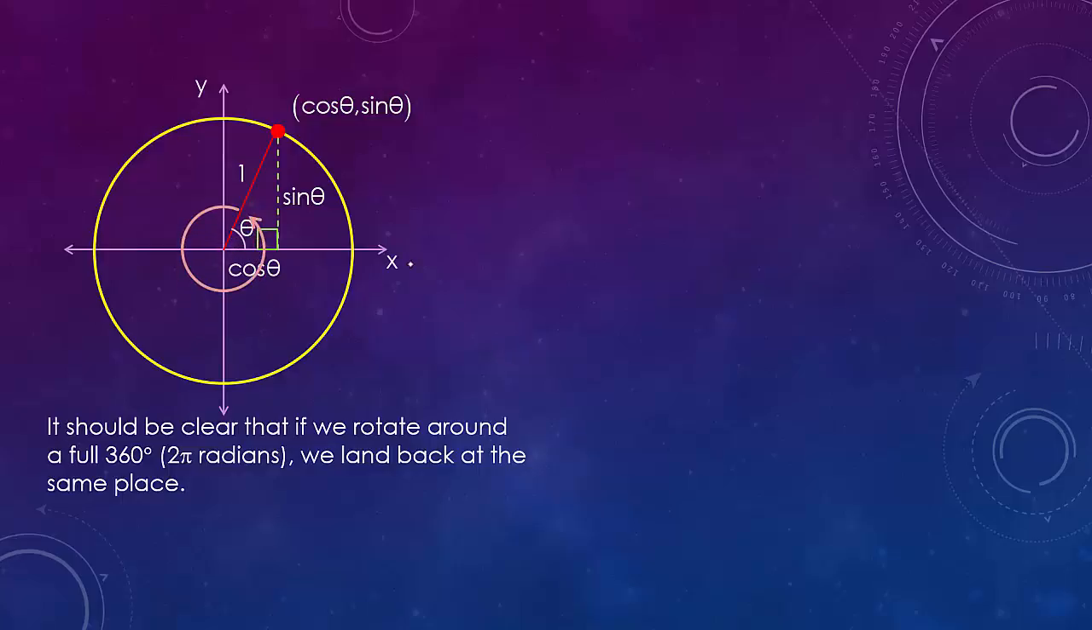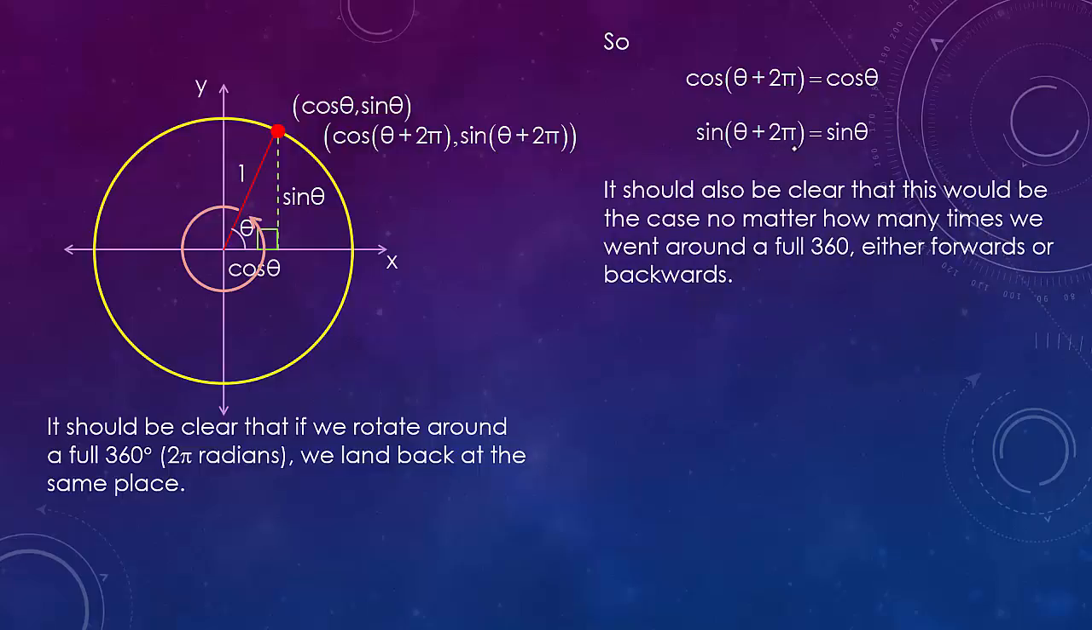So the coordinates could be given as cos of theta plus 2 pi. So that's the angle theta and then add on a full rotation. And sine of theta plus 2 pi. So cosine of theta plus 2 pi is equal to cosine of theta, and also sine of theta plus 2 pi is equal to sine theta. It should also be clear that this would be the case no matter how many times we went around a full 360, either going around forwards or backwards.